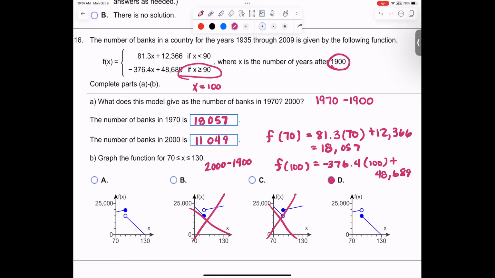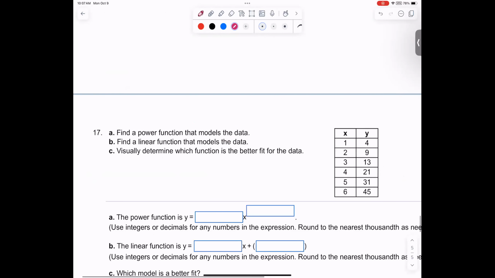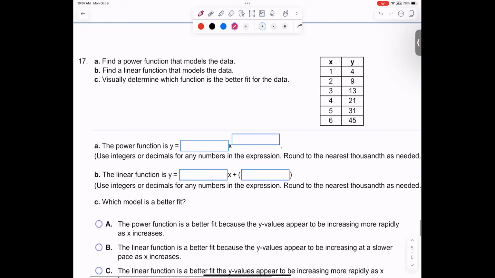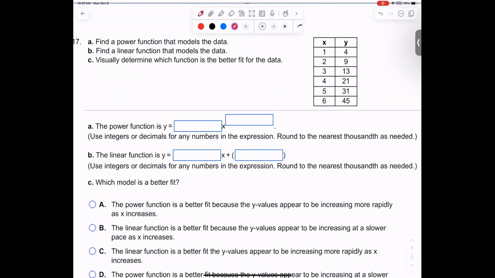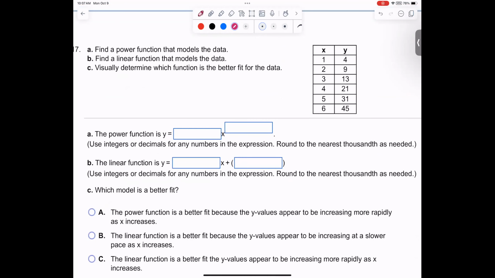Okay. Almost done. And this is something we haven't quite done, but we're going to go ahead and do it so you can see how it's done, and we'll do it again at 11 o'clock. Find the power function that models the data. We did quadratic functions last week, but let's do a power function. Find a linear function that models the data. We have done that before. Then visually determine which function is the better fit for the data.